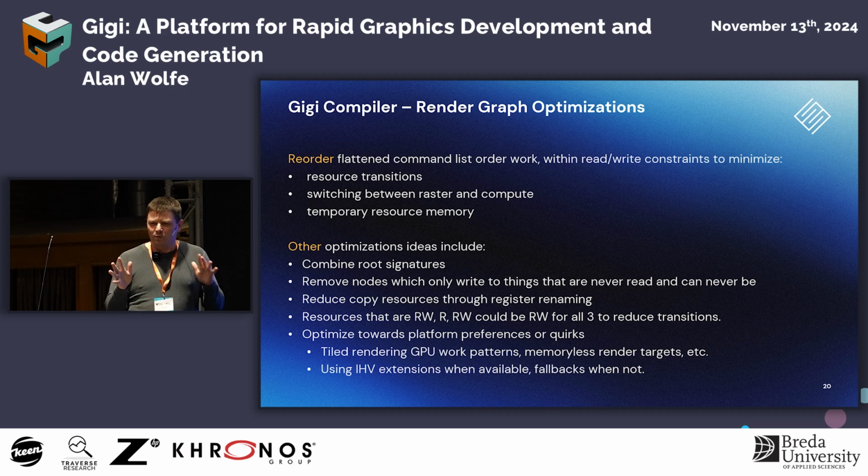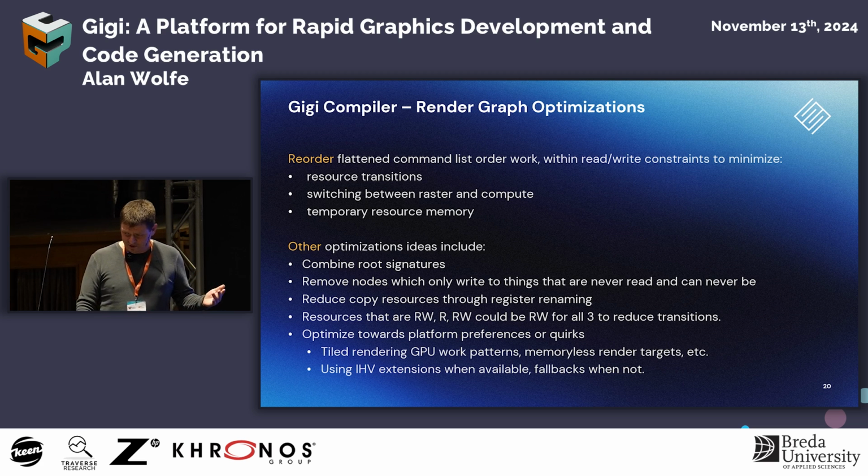Within your read and write constraints, it can place the work to minimize resource transitions or switching between raster and compute. And it can also try to minimize temporary resource memory. Besides that, there are some other optimizations that are planned. One is being able to combine root signatures, because with it controlling the register numbering, it totally could just combine root signatures where it made sense. Also, the ability to remove nodes which ended up not contributing to anything that was consumable, just culling those out. Reducing copy resources through register renaming.